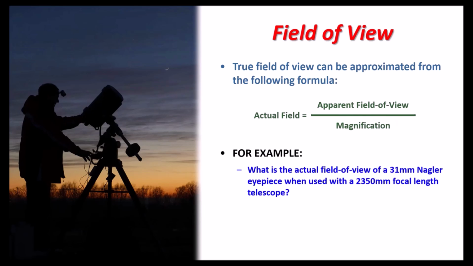So, for example, what is the actual field of view of a 31 millimeter Nagler used with a 2,350 millimeter focal length telescope? FYI, this is the focal length of my Celestron 9 1/4. So what is the true field of view with my 31 Nagler and my 9 1/4 inch Schmidt-Cassegrain? Again, all Naglers have an 82-degree apparent field of view. 2350 divided by 31 is 76, and that gives me 1.1 degrees.